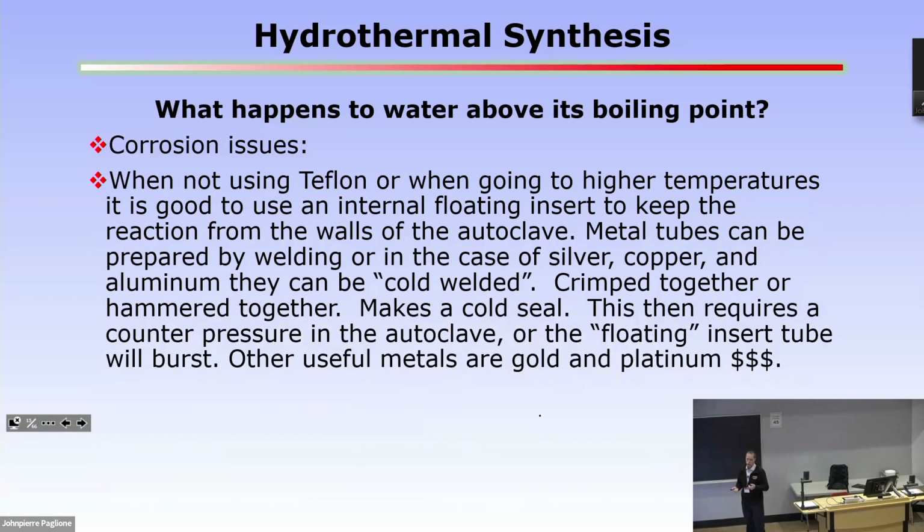In terms of the floating tubes that you might want to use, there's silver and aluminum, and then many people, especially at high temperatures and high pressures, use gold or platinum, but that gets pretty pricey. They use very small containers, and they're still pretty pricey. But they tend to be pretty inert.